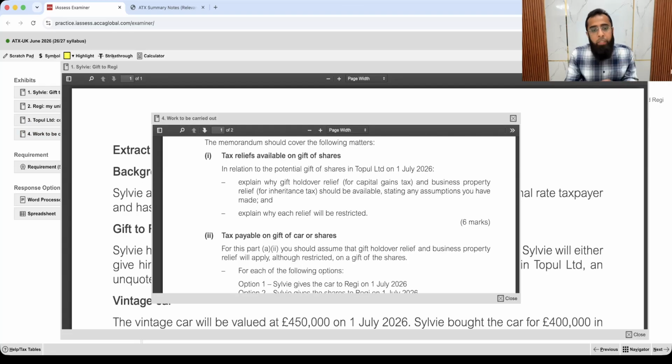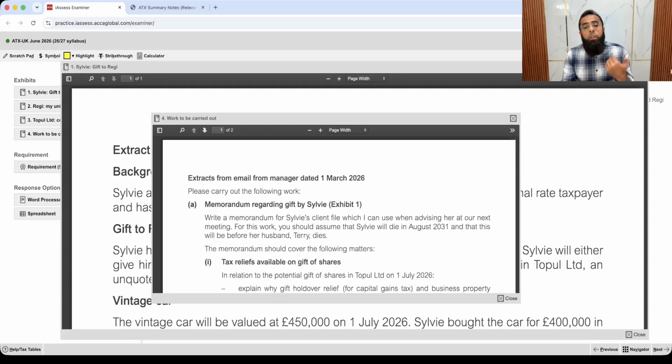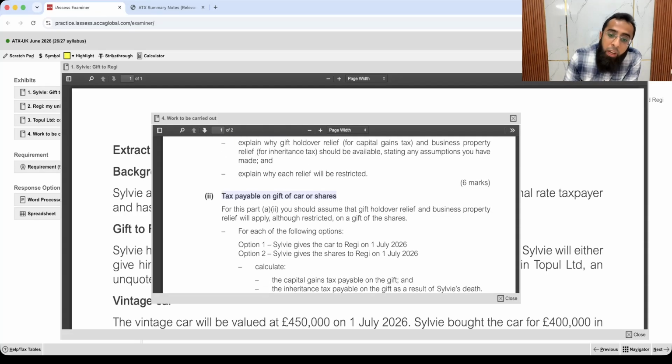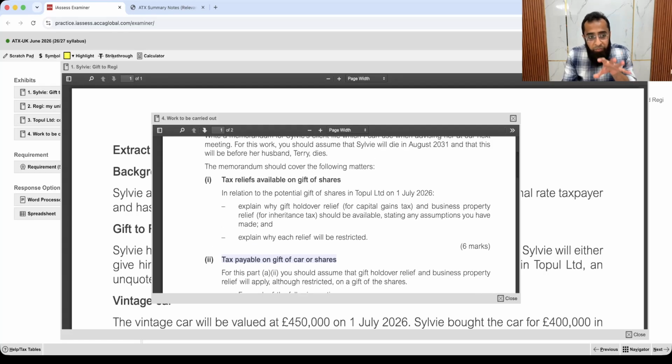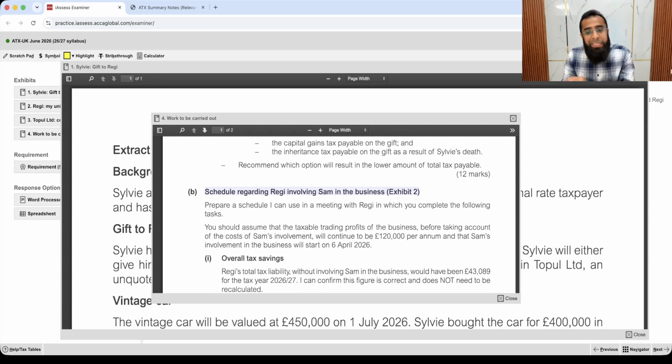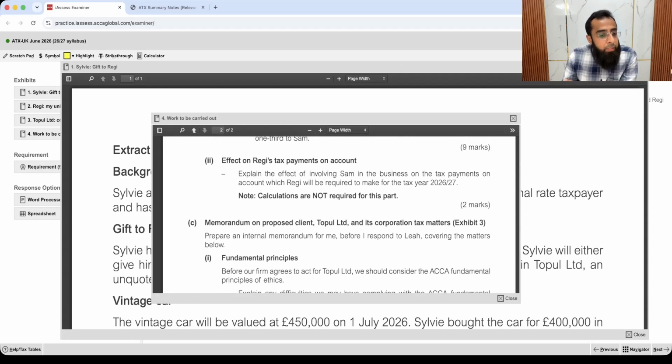Now, if I just go and refer to the requirements, like how the requirements have been designed. Requirement number 1 is in relation to tax relief available on gift of shares, tax payable on gift of car or shares. So I can feel that these requirements are clearly related to exhibit number 1. Then if I move forward, requirement B is clearly related to exhibit number 2. He himself referred to that. And then requirement C is in relation to exhibit 3.